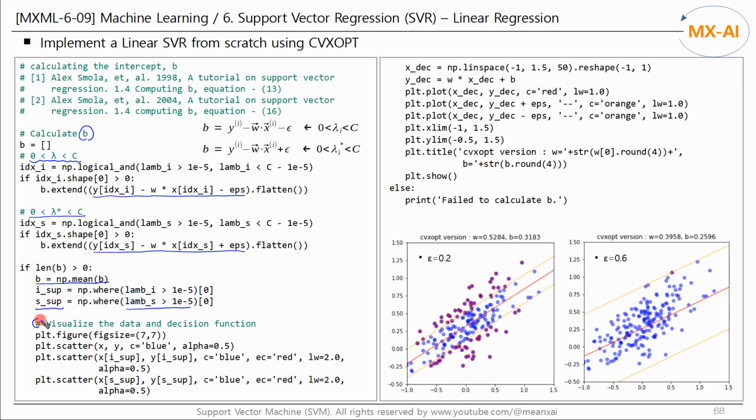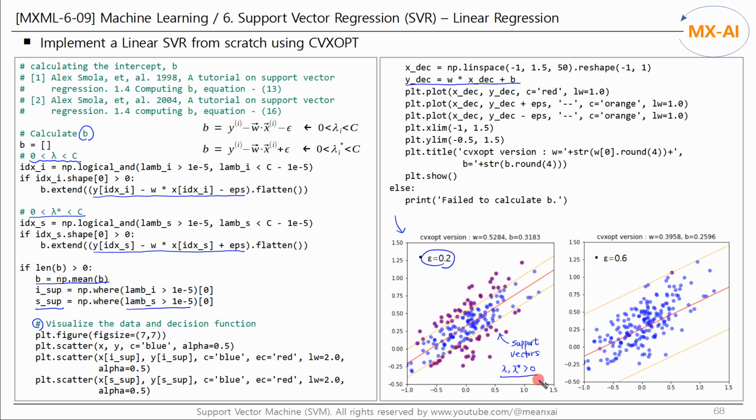Finally, we visualize the data, decision function, and support vectors. This is the formula for finding the decision function. The results are as follows. This is the result when epsilon, the error tolerance range, is set to 0.2. The regression line and the positive and negative boundaries are like this. And all the red data points are support vectors. Again, the lambdas of the support vectors are all greater than 0.